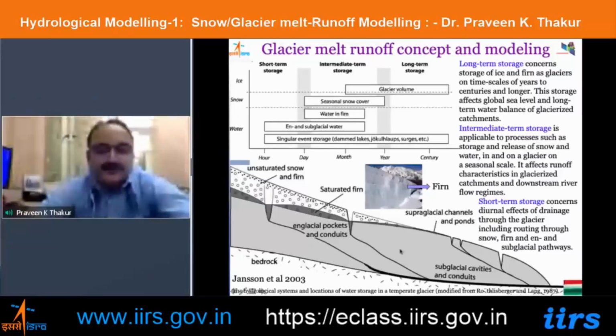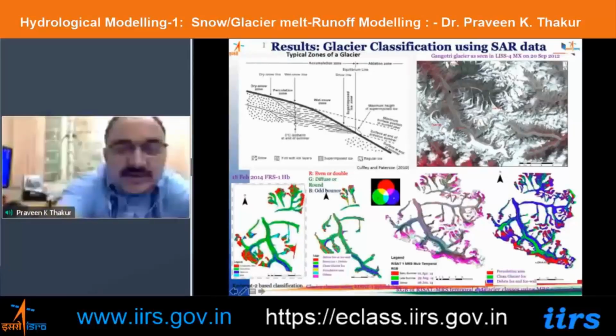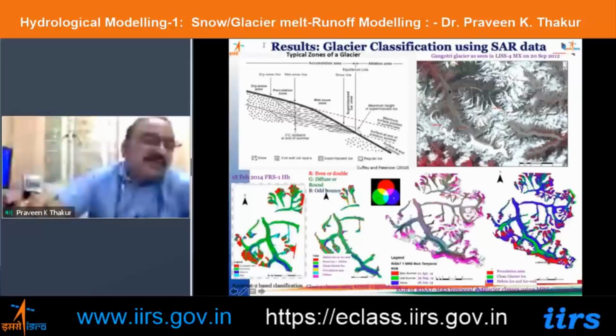Okay. So the supraglacial channels and ponds are also there, which you can see in the satellite data also, because they are open water bodies on the surface of the glacier, so they can also be identified. So they all represent the short-term storage. So all the diurnal variation, that means in the morning or in the evening, there is a difference in the discharge from the glacier melt. That difference is generally due to this short-term storage.